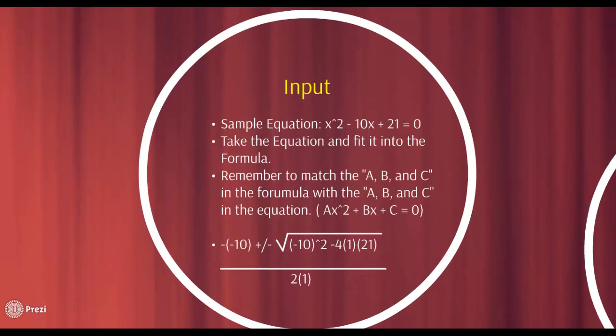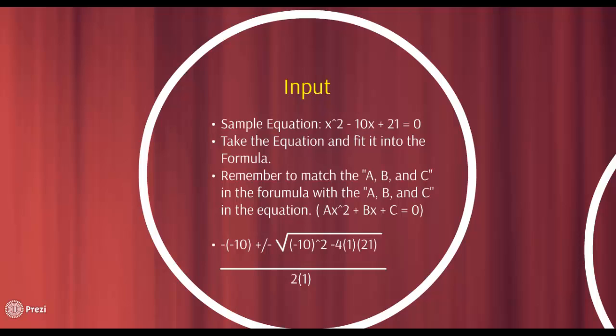First, we're going to do some inputting. We'll take a sample equation, x squared minus 10x plus 21 equals 0. First, what we want to do is take the equation and fit it into the formula. Remember to match the a, b, and c in the formula with the a, b, and c in the equation. Basically, we need to align ax squared plus bx plus c with the sample equation.